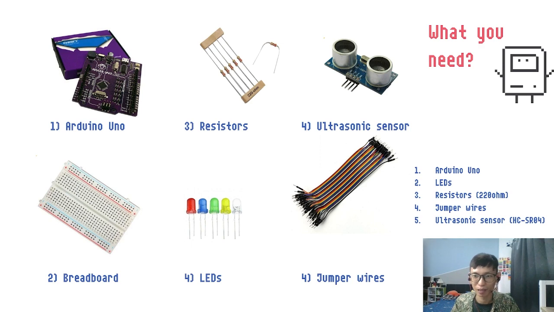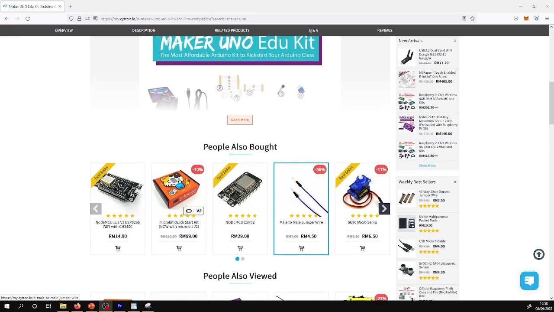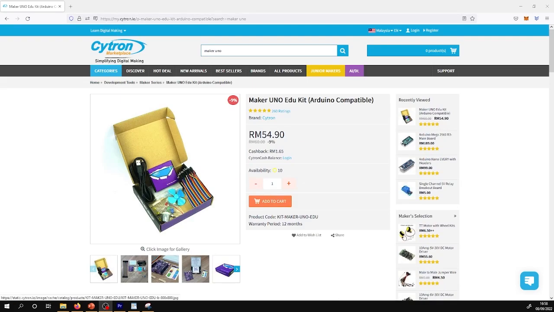You can just look it up. My favorite place to get it would be here at Citron. You can also get the set, but you would need to get the ultrasonic sensor and it does not come with it. So you can get everything here, all these components and stuff.